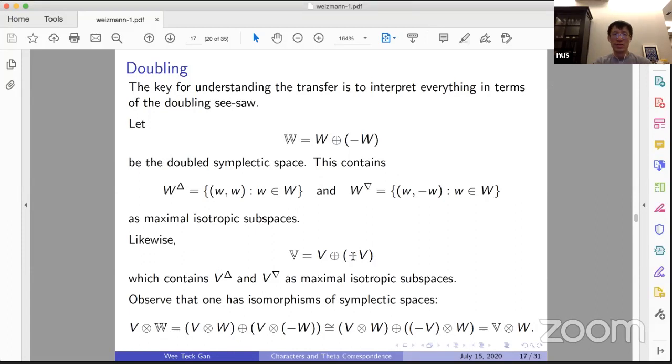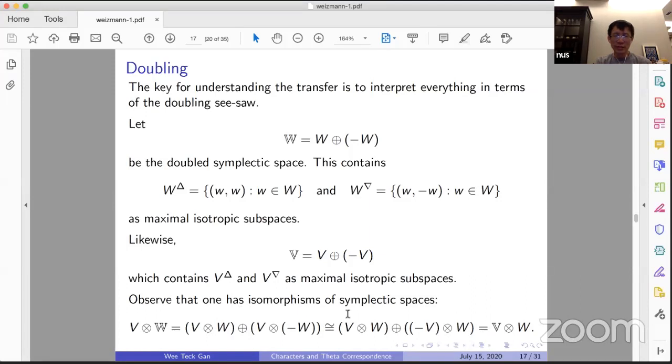Likewise for V, you can double it and you have the diagonal, V diagonal, and a V nabla as Lagrangian subspaces. So the point of putting this minus sign here is that this space is split, even though V itself may not be split originally. After you double it with this minus sign, it becomes a split quadratic space.